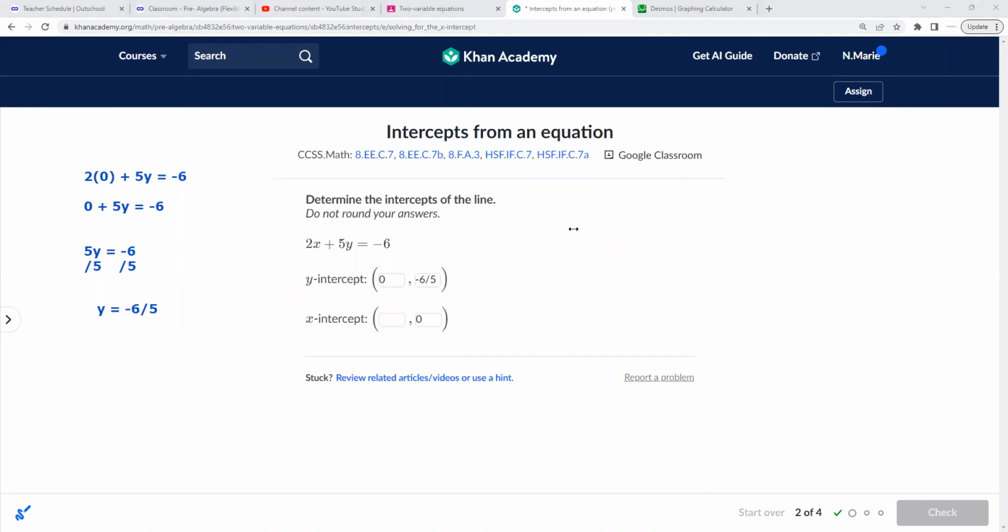Okay, now for the x-intercept, if I plug in a 0 for y, I will get 2x equals negative 6. Divide both sides by 2, x is negative 3. So that's how you find your x and y intercept, doing it either way.